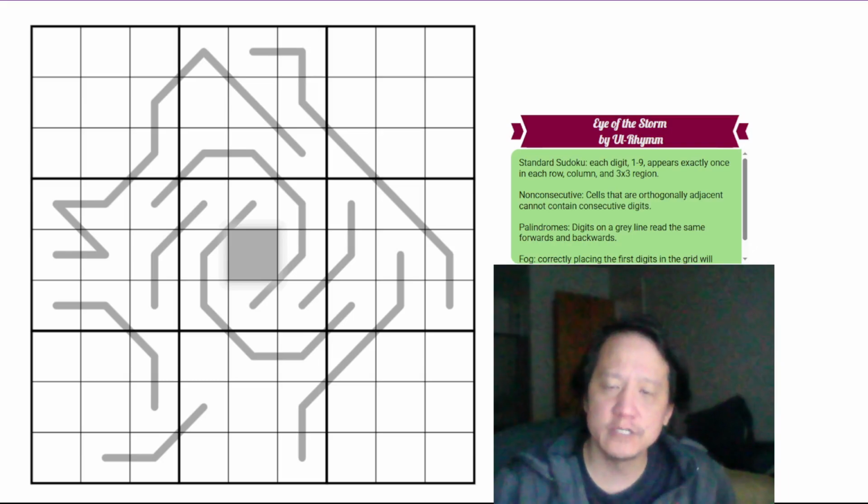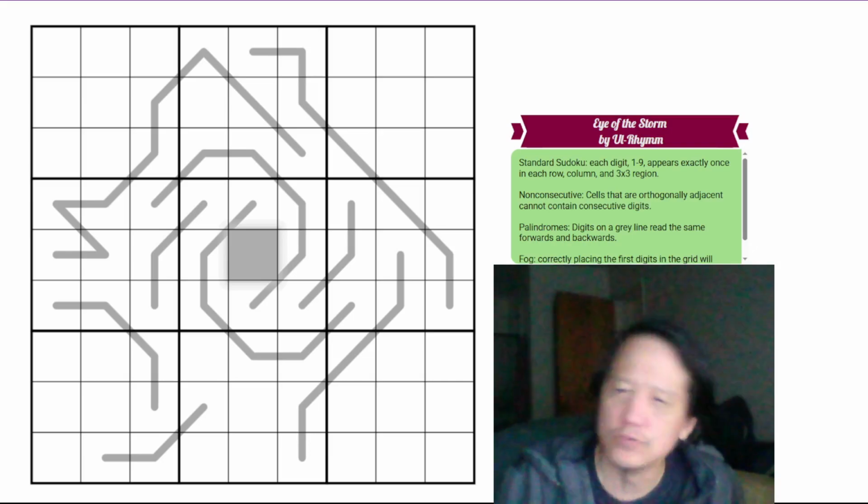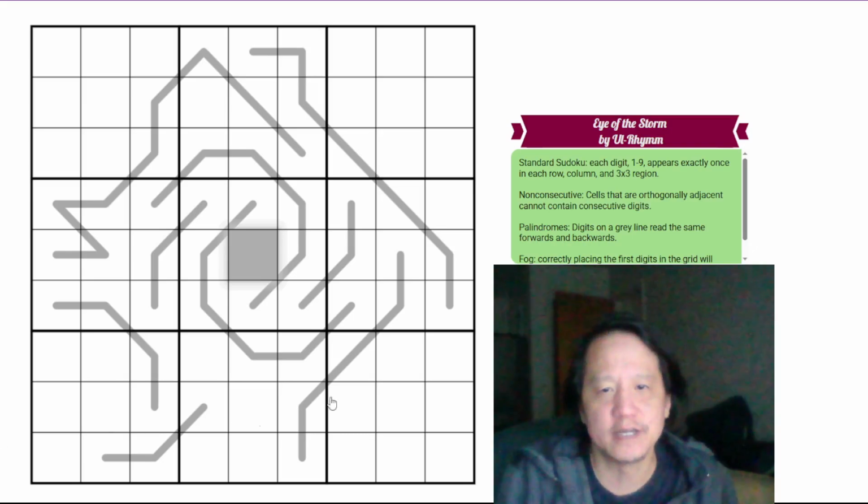Today's puzzle is called Eye of the Storm by Ulrime, and here are the rules. I'm not sure how to pronounce the name exactly.